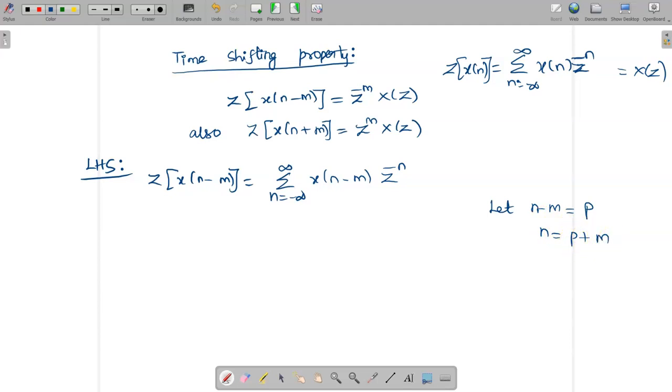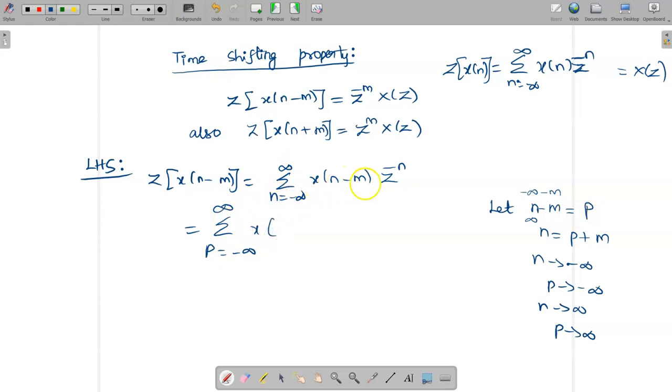Okay, so again, when n tends to minus infinity, okay, so it becomes what? Minus infinity minus m. p also tends to minus infinity. When n tends to infinity, suppose if it is infinity, okay, infinity minus m is what? Infinity. So p also tends to infinity. So there is no change in your limits. So when n tends to minus infinity, p also tends to minus infinity. When n tends to infinity, p also tends to infinity. So n is now changed to p.